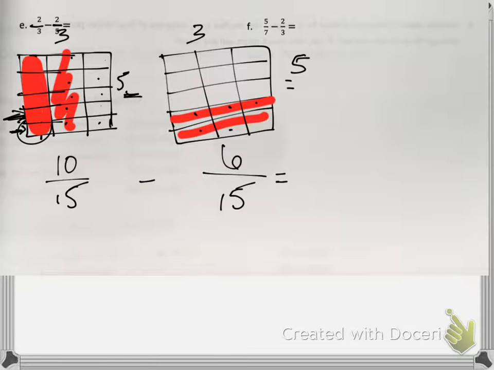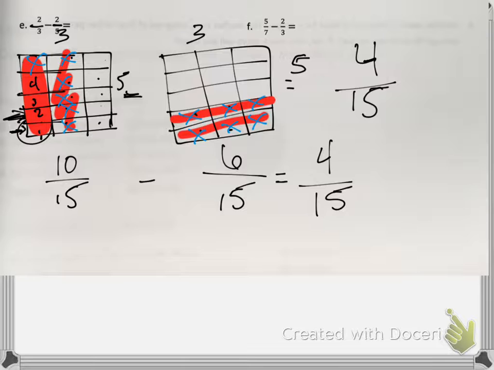All right, let's count this. So let's go ahead and take away. So 1, 2, 3, 4, 5, 6. 1, 2, 3, 4, 5, and 6. So we have 1, 2, 3, 4. And we still have 15ths as our denominator, and then 10 minus 6 is 4. So 4/15.